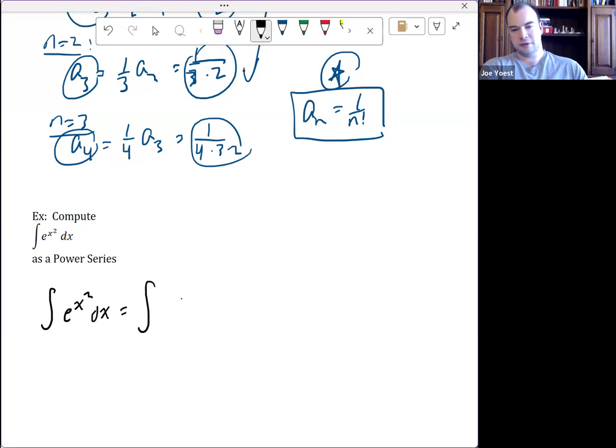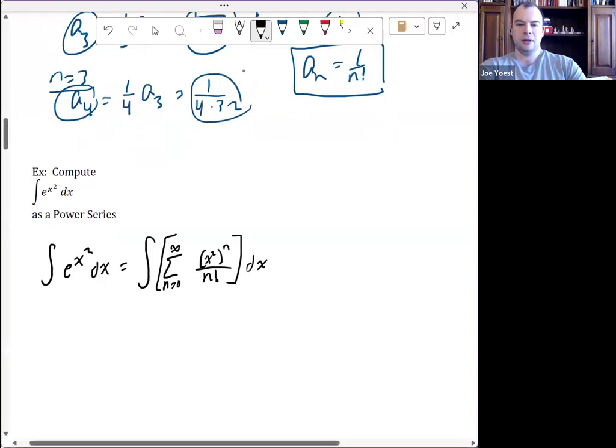So e to the stuff becomes sum n equals 0 to infinity of stuff to the n over n factorial. And this stuff is x squared. So we're integrating this dx. We can interchange our summation symbol and the integral symbol, provided we're on the interval of convergence. But again, since the power series for e to the x converges on the whole real line, no issues here.